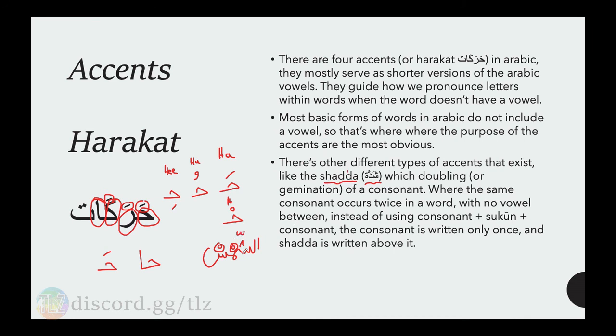And basically this means that it is doubled. So this would be ash-shams. You see how it is pronounced like there are 2 sh sounds? Ash-shams. It sounds like there are 2 of the letter, and this is just a more convenient way of writing it rather than writing the letter combined with another letter, and then having one with the sukoon and then another one with the other one. This is just a more convenient way of writing it.